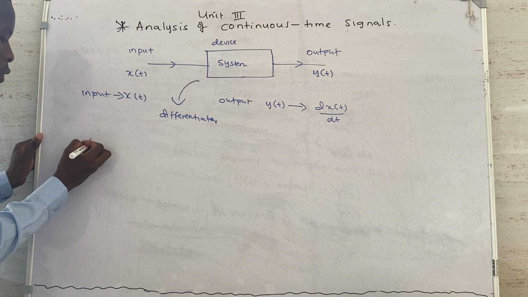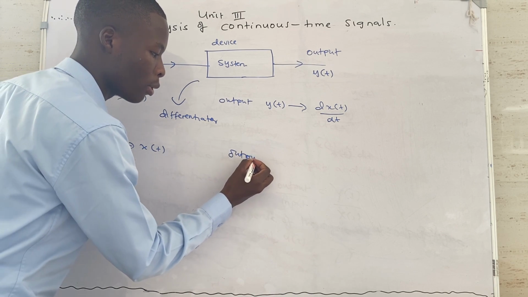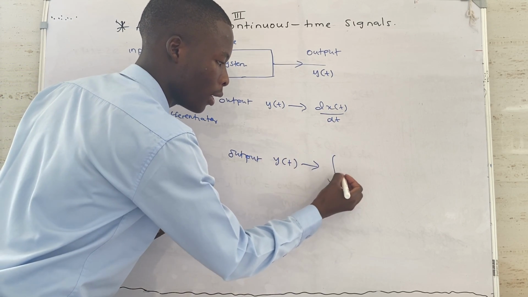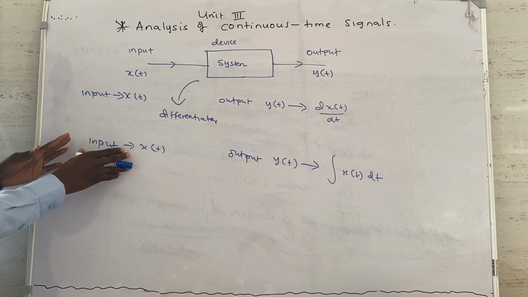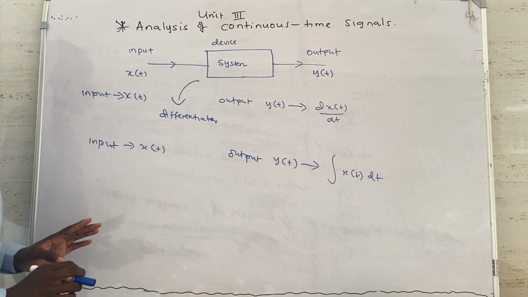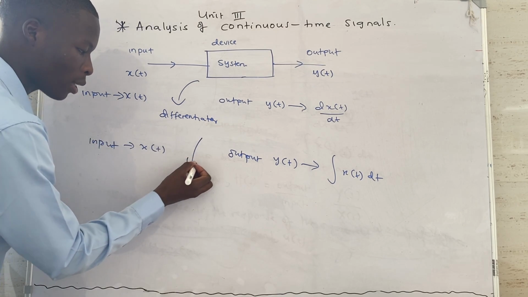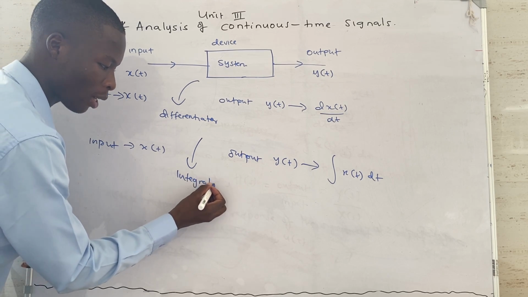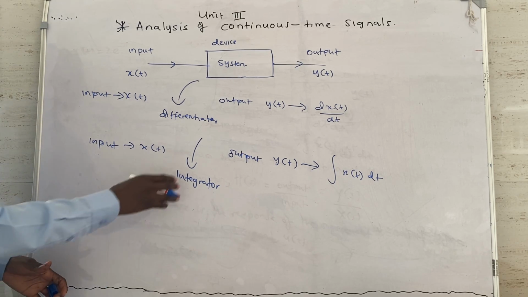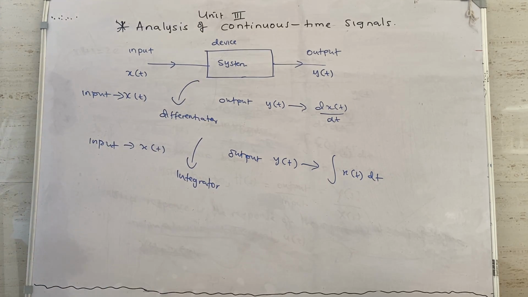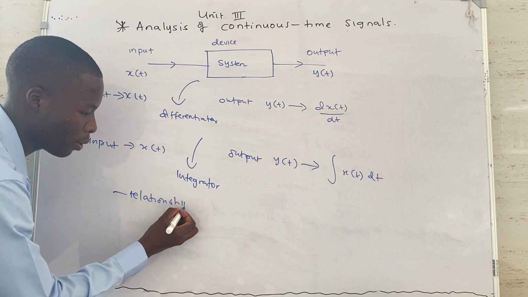Suppose your input again is x of t, and suppose your output y of t is the integral of x of t with respect to t. The input is given, the output is given. In this case, you can easily tell the system is an integrator. Why? Because the output is the integral of the input. That's why we call this system an integrator.